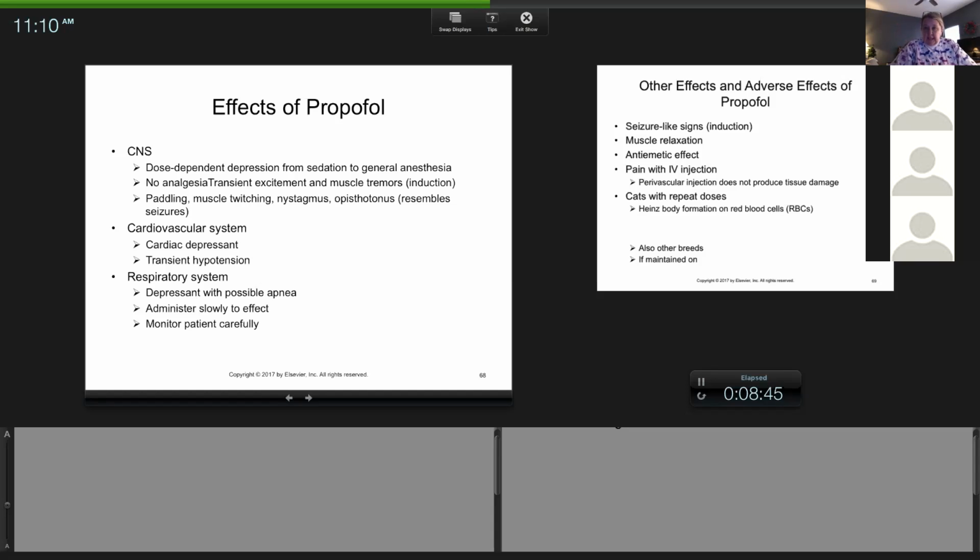The other key here is that it has a high likelihood of causing, I call it transient apnea. Now, apnea is associated with higher dosing and giving it too fast. But again, it lasts about 3 to 5 minutes. So it's not permanent apnea, the animal would be dying.